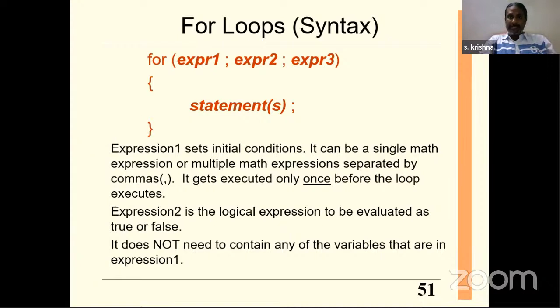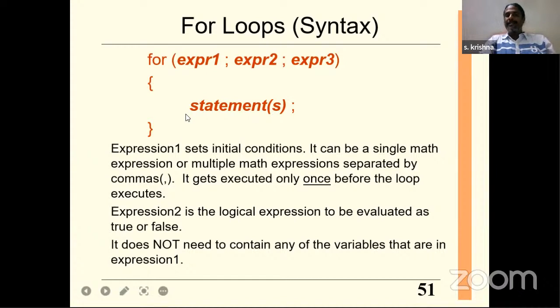Then we are going to check the syntax of a for loop. It is very similar to a while loop, but the only difference is that you are checking three expressions here. We are not using any semicolon after the for keyword; the semicolons are used inside. So this is expression 1, then expression 2, expression 3. After that, the statement will be executed.